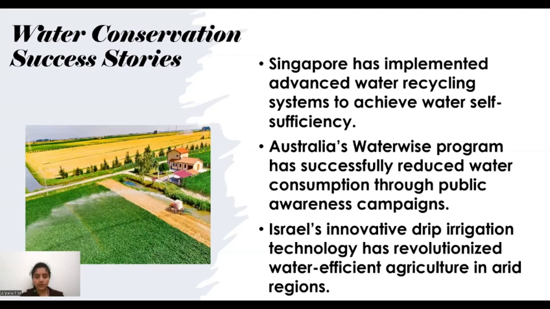Water conservation success stories. In a few places, they have implemented techniques for conserving water and have had success with them. For example, Singapore has implemented advanced water recycling systems to achieve water self-sufficiency. Australia's Waterwise program has successfully reduced water consumption through public awareness campaigns. Israel's innovative drip irrigation technology has revolutionized water efficient agriculture in arid regions. These are a few examples of success in conserving water.